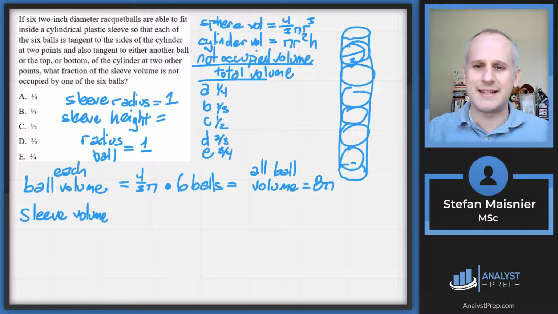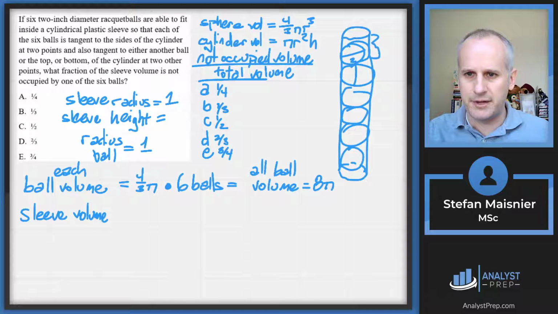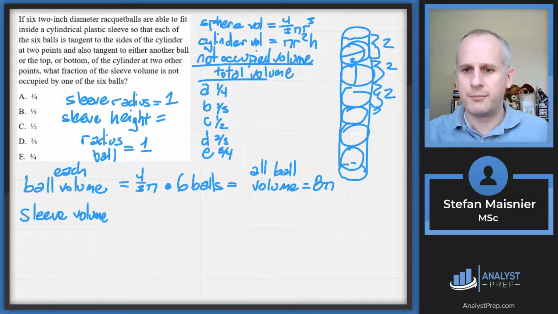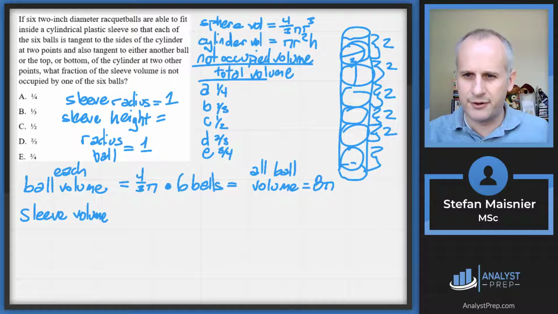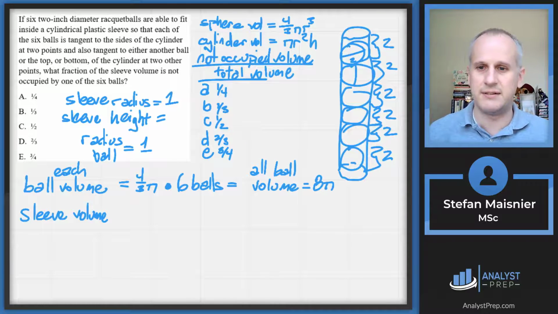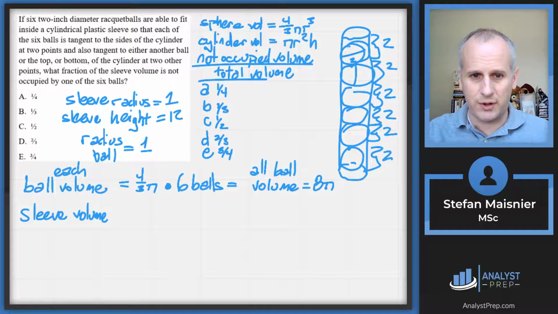And we have to recognize that our diameters go not only horizontal, but also vertical. So I know that from here to here is 2. From here to here is 2. From here to here is 2. From here to here is 2. From here to here is 2. And from here to the bottom of the sleeve is 2. So we can solve for the sleeve height by summing all of the diameters of these 6 balls to determine that the sleeve height is 12.